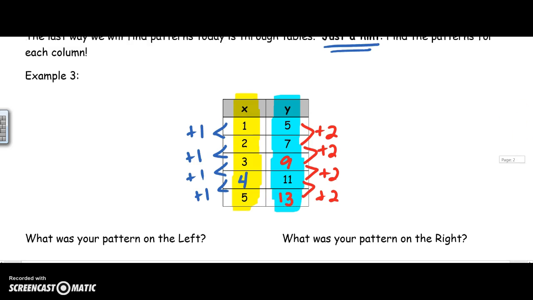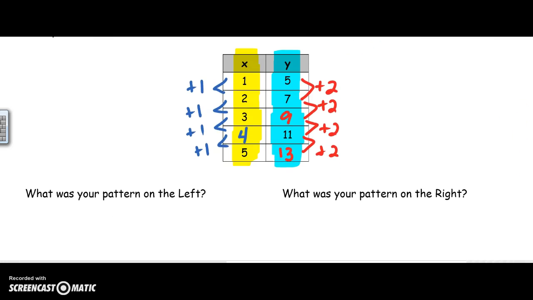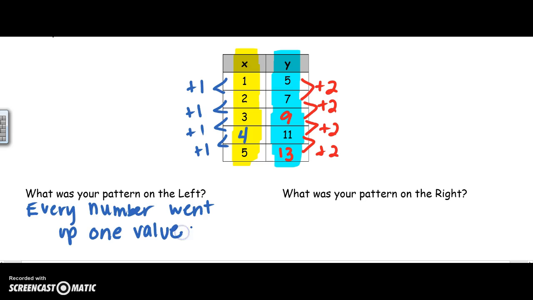So to explain our patterns, the pattern on the left, every number went up 1 value. The pattern on the right, every number went up 2 values.